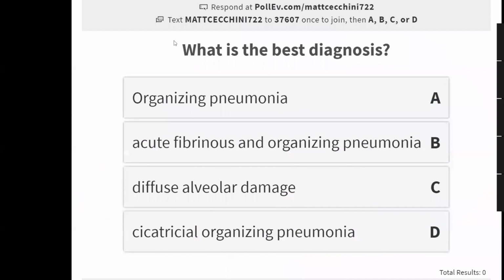Let's see for the poll. What does everyone think the best diagnosis is for this case? Is it A, organizing pneumonia? Is it B, acute fibrinous and organizing pneumonia, or AFOP? Is it C, diffuse alveolar damage, or DAD? Or is it D, cicatricial organizing pneumonia?